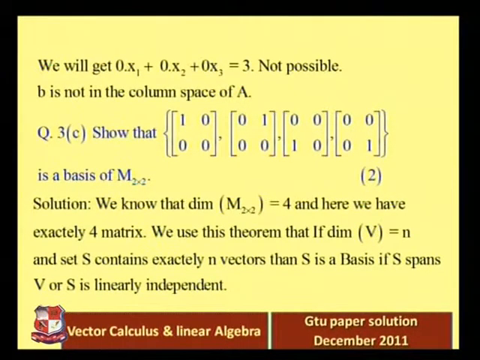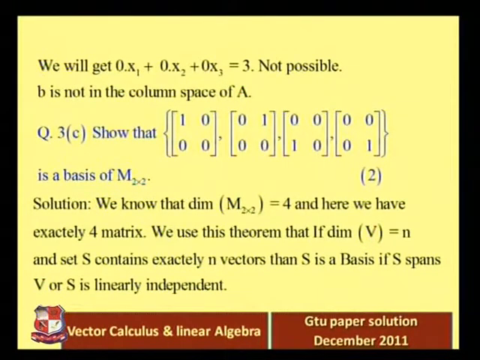It's quite simple. We know that the dimension of the set of 2 by 2 matrices is 4, and here we have exactly 4 matrices. So we use the previous theorem, which is very important. If the dimension of V is equal to n and the set S contains exactly n vectors, then S is a basis if S spans V or S is linearly independent. The same situation happens here.